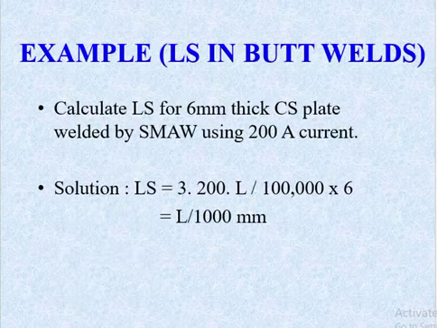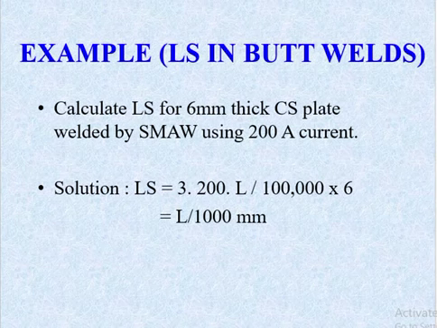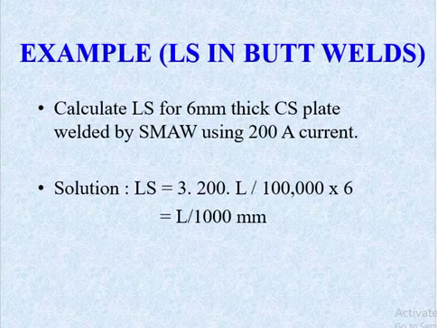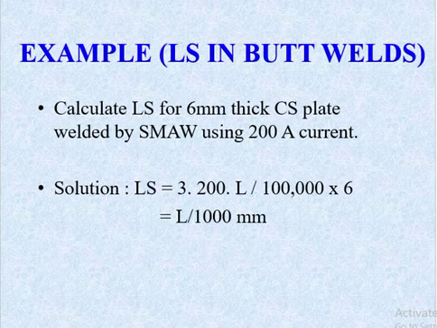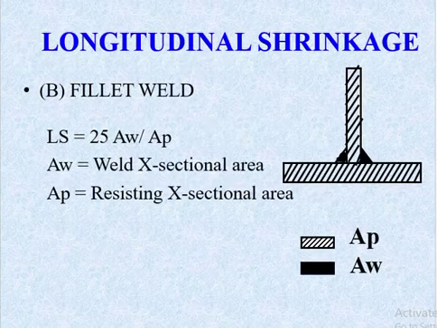Example of LS in butt weld. Calculate LS for a 6 mm thickness carbon steel plate welded by SMAW using 200 A current. So the solution is longitudinal shrinkage equals 3 times 200 divided by 10 to the power 5 times 6, with L being 1000 mm. So this is the longitudinal shrinkage in the butt weld from the formula.